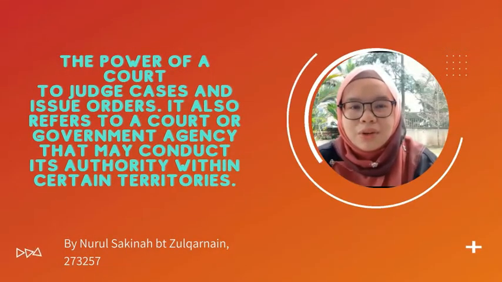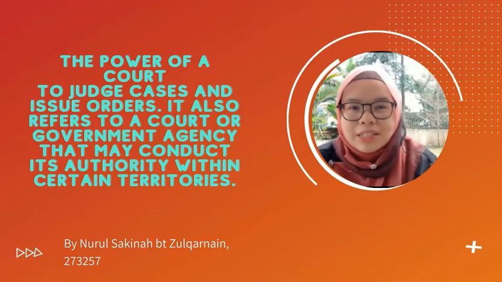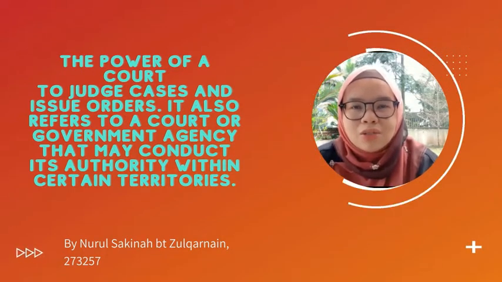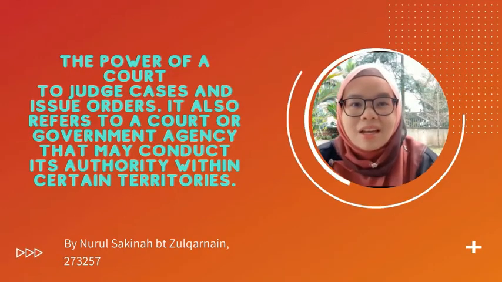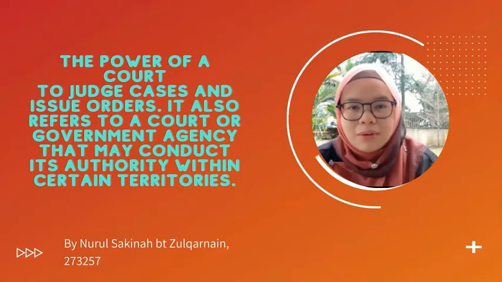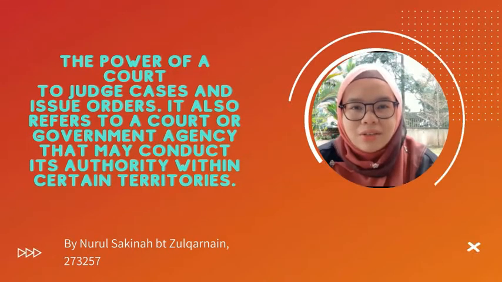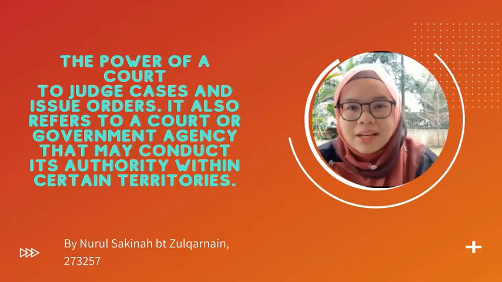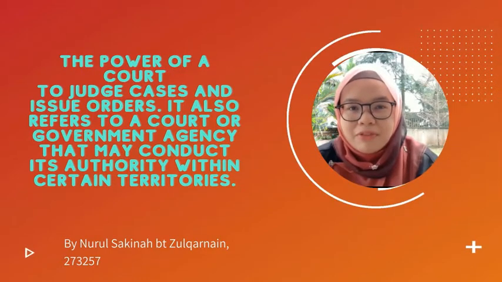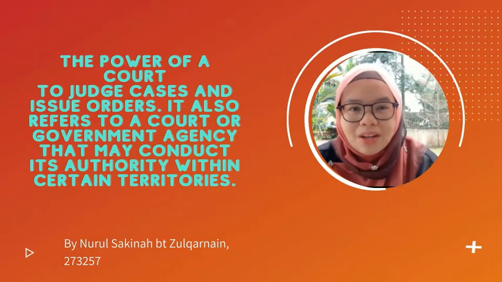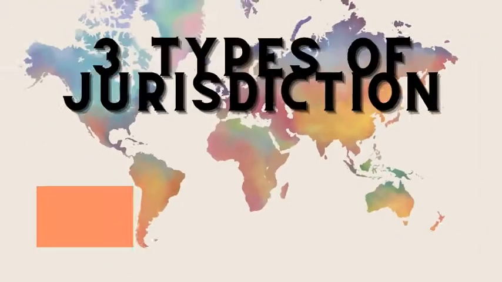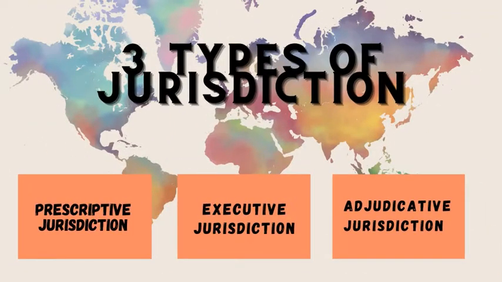So what is jurisdiction? According to Cornell Law School Dictionary, jurisdiction is the power of a court to judge cases and issue orders. It also refers to a court or government agency that may conduct its authority within certain territories. It is important to determine before filing a lawsuit which court has the jurisdiction. There are three types of jurisdiction: prescriptive jurisdiction, executive jurisdiction, and adjudicative jurisdiction.